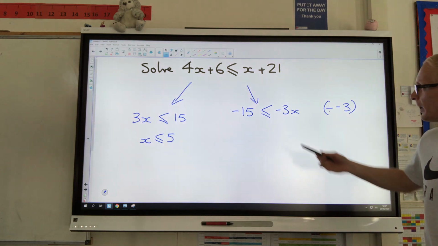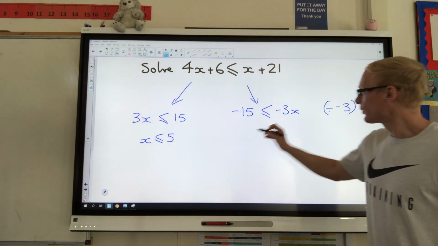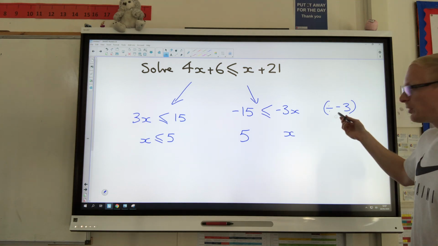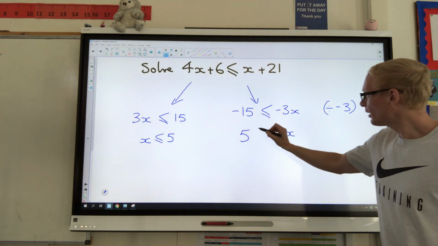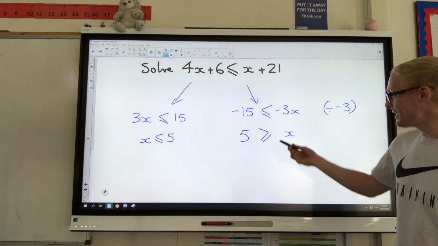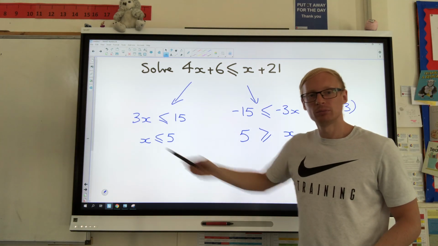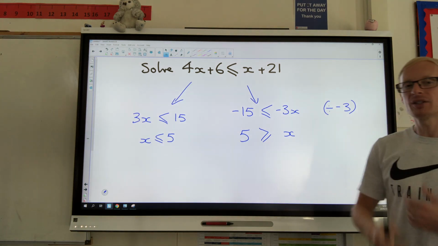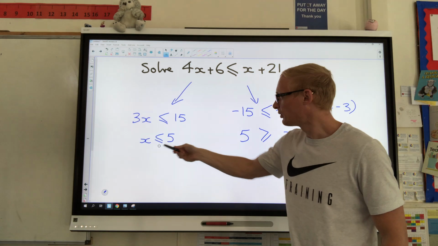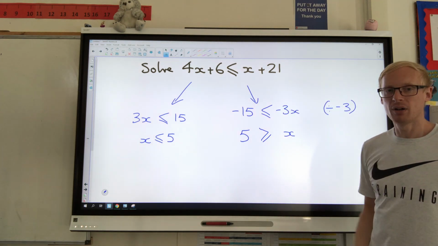So what that looks like is that if you divide that by -3, you would get 5. Divide that by -3, you get x. But because we've divided by a negative number there, you have to swap the signs. And now your solution is actually the same as this one. Okay, yes, it's the other way around, but actually when you read it, it has the same value. x is less than or equal to 5, x is less than or equal to 5.